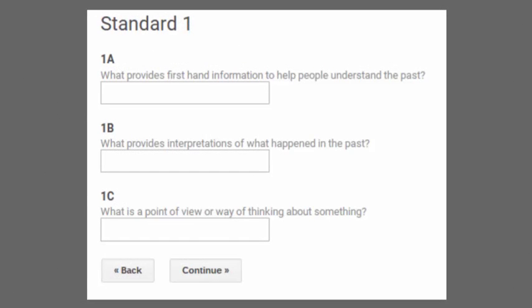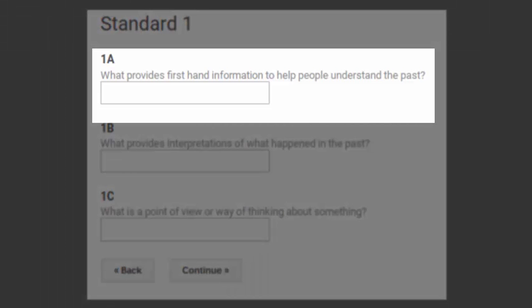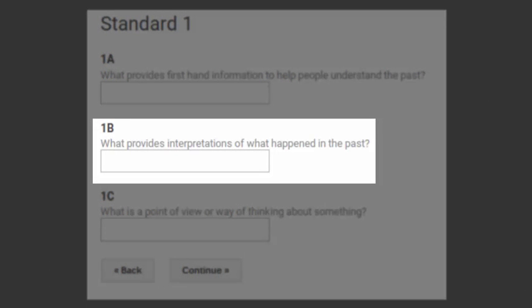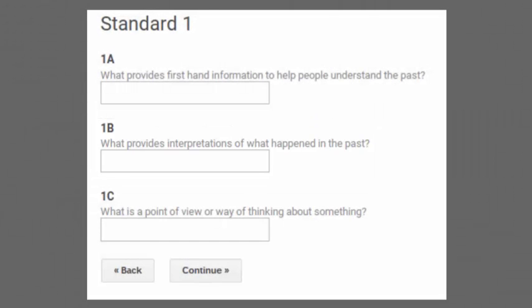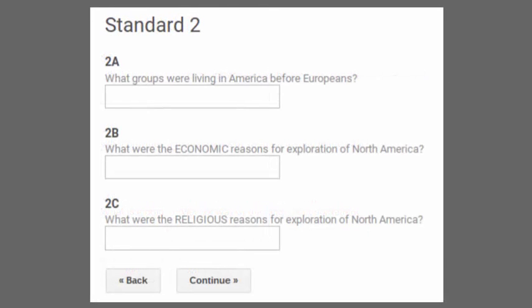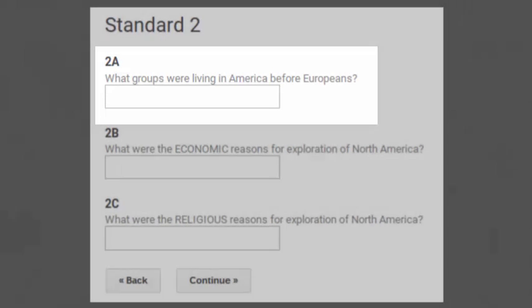Standard 1 questions. 1A. What provides first-hand information to help people understand the past? 1B. What provides interpretations of what happened in the past? 1C. What is a point of view or way of thinking about something? Standard 2 questions. 2A. What groups were living in America before Europeans?